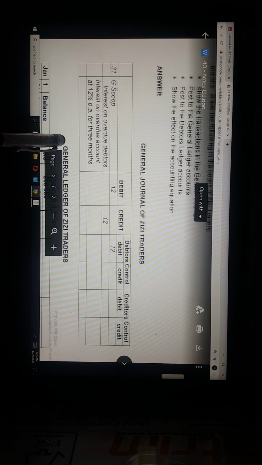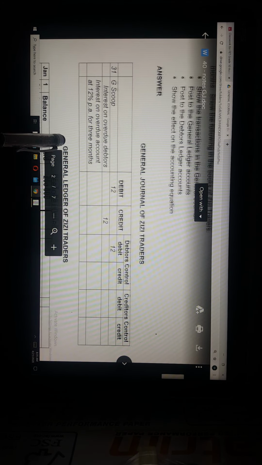You'll see the T accounts in the previous video. You're debiting your debtor's control and crediting your interest on overdue account, and that debit is there, which they're calling journal debits. For the interest on overdue accounts, you will show who you're charging, because in some huge businesses they have lots of debtors that they're charging, so they need to see which debtor has to be charged that 12 Rand.